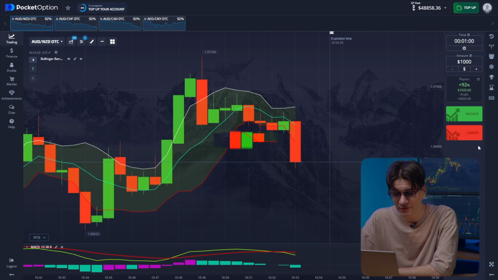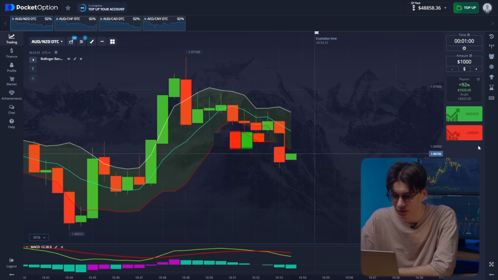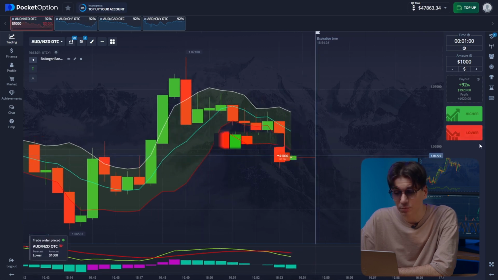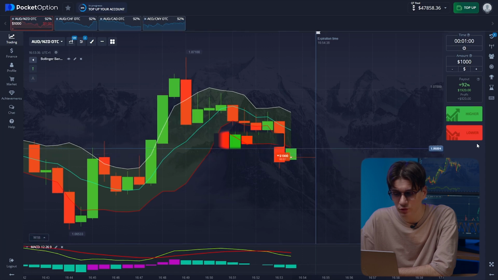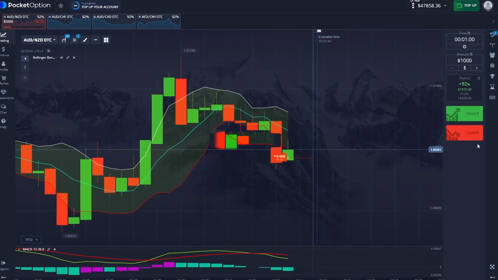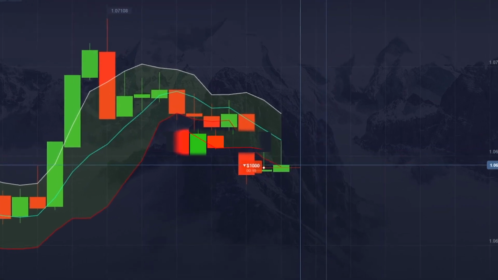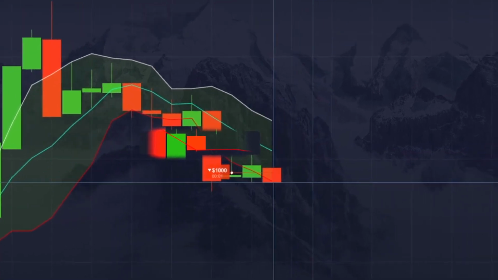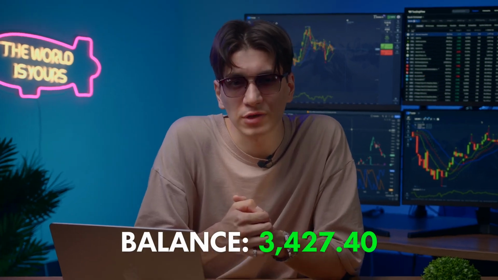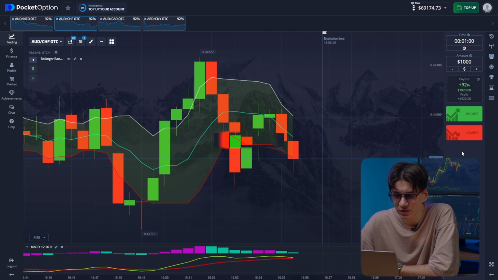Now it's the Aussie-Kiwi pair. Investment is the same. Going short. Both indicators show that the downward movement will continue. And thanks to our indicators, they are awesome tools. Now there is 3,427. Focusing on the Aussie-Swiss pair.